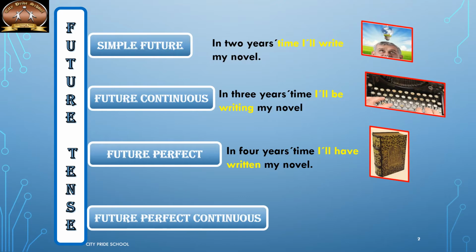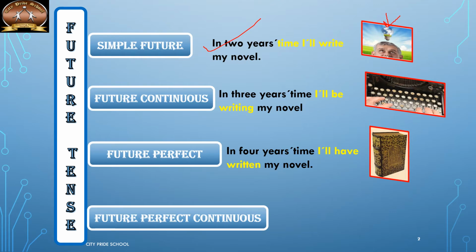Children, going through these examples that I've listed on the slide will give you a better understanding, and you'll be able to understand the difference between the simple, continuous, and perfect aspects of future tense. The first sentence says, in 2 years' time, I'll write my novel. As you can see in the picture, it's just an idea that has come up in this person's mind.